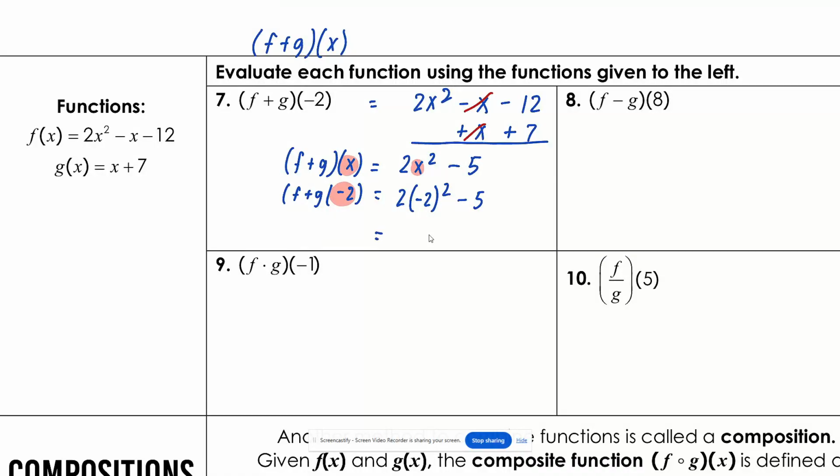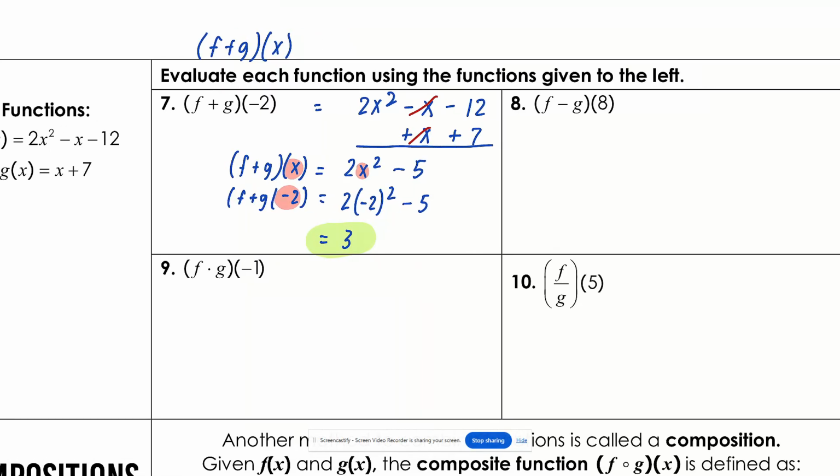So use your calculators. If you did this in your head, negative 2 squared is positive 4. So that's why you need those parentheses. Positive 4 times 2 is 8. 8 minus 5 is 3. So f plus g of negative 2 equals positive 3. That's it. That's how you do these. So don't overcomplicate them, okay?